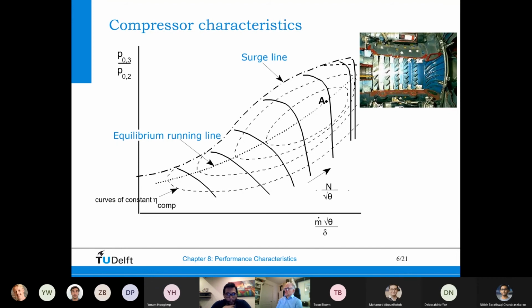And then you see the dashed curves, which are curves of constant efficiency. And we also see, and now we're going to the system already, the equilibrium running line. Now typically, when the compressor operates in a gas turbine system, the operating point of that compressor stays on a single equilibrium running line, especially in the higher power region.